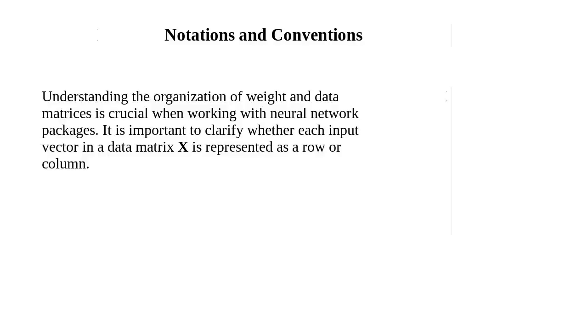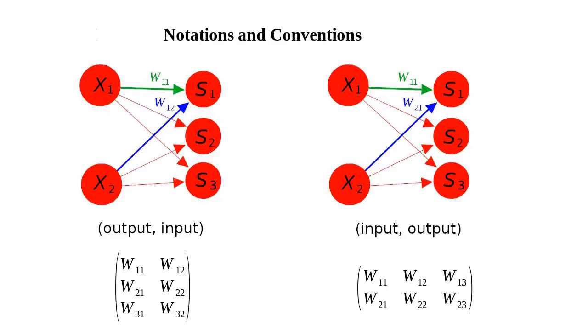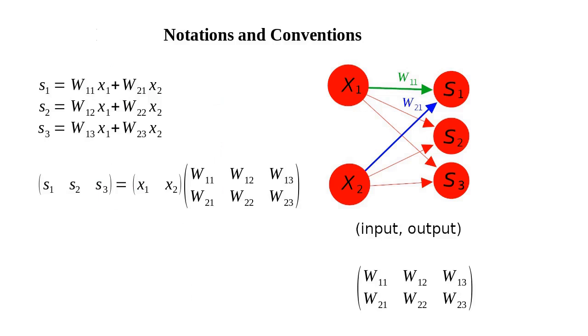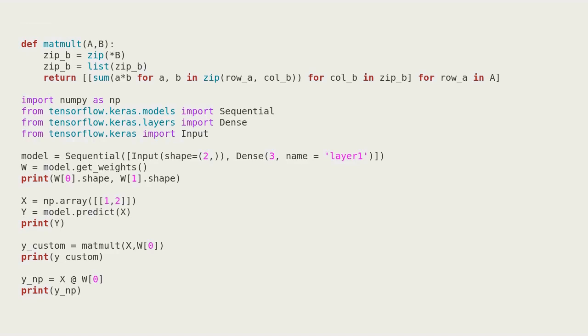Understanding the organization of weight and data matrices is crucial when working with neural network packages. It is important to clarify whether each input vector in a data matrix is represented as a row or column. Similarly, it is important to define how the weight matrix is structured. For a layer with n inputs and m outputs, the weight matrix can be represented as a matrix of shape m by n, where each row corresponds to a neuron and each column represents an input connection. Alternatively, the weight matrix can be represented as a matrix of shape n by m, where the roles of rows and columns are switched. Let's explore the weight matrix convention used by TensorFlow.